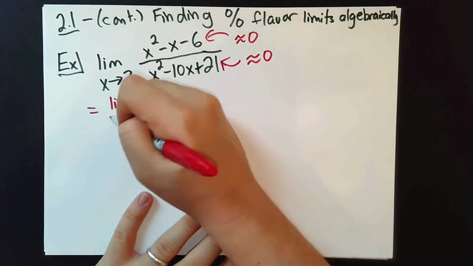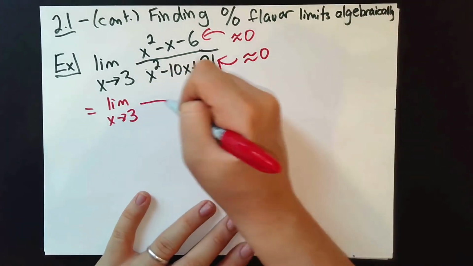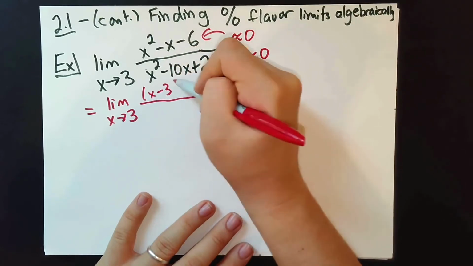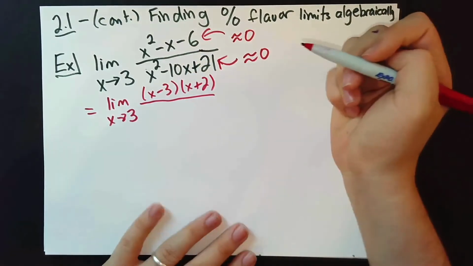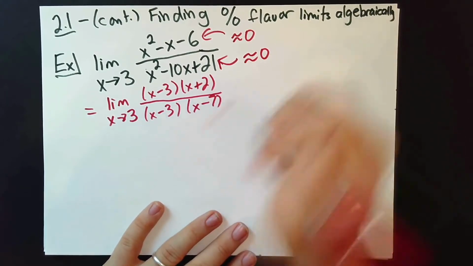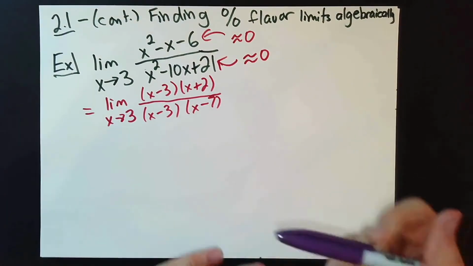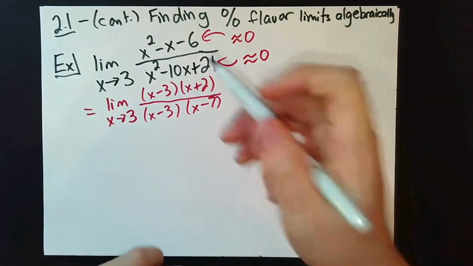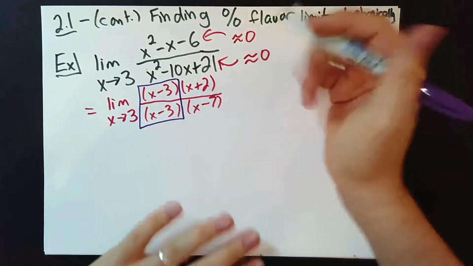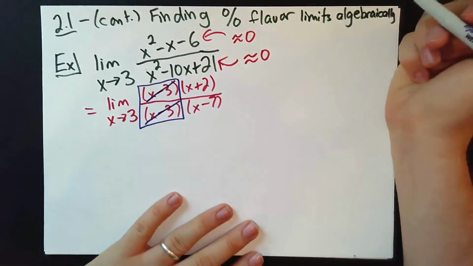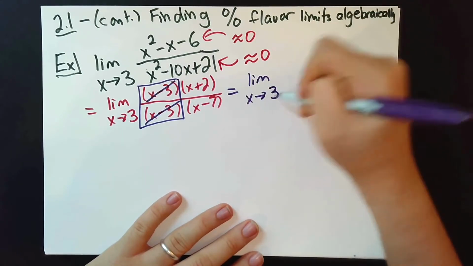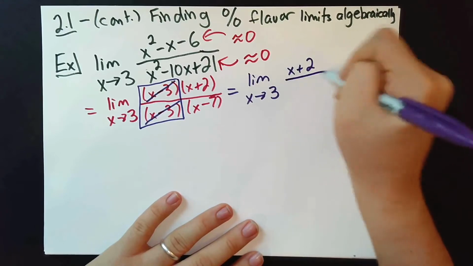So I'm going to rewrite this. The limit as x goes to 3. And I'm going to factor the numerator and denominator. So the numerator here becomes x minus 3 times x plus 2. And the denominator becomes x minus 3 times x minus 7. Now, we saw what we're hoping to see. We found a common factor. And so we can cancel this common factor. And so now this will become the limit as x goes to 3 of x plus 2 divided by x minus 7.